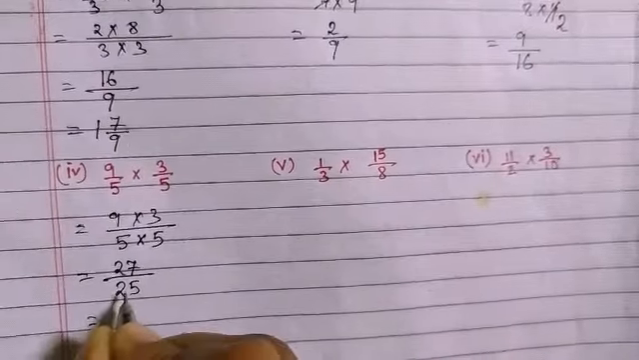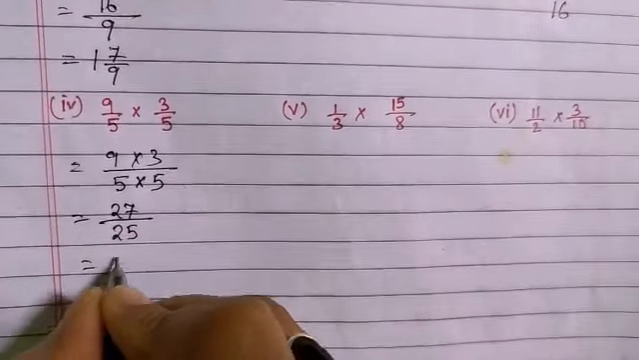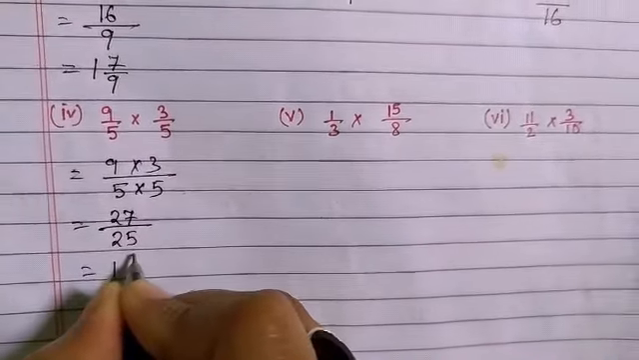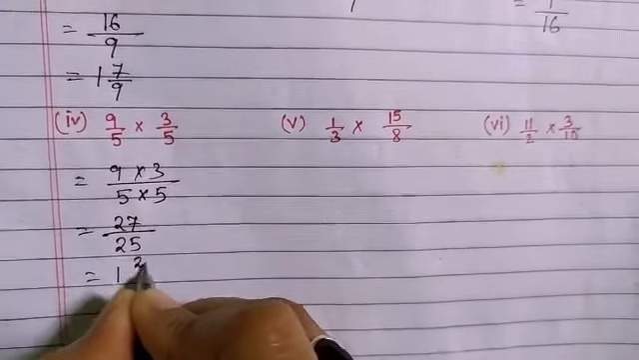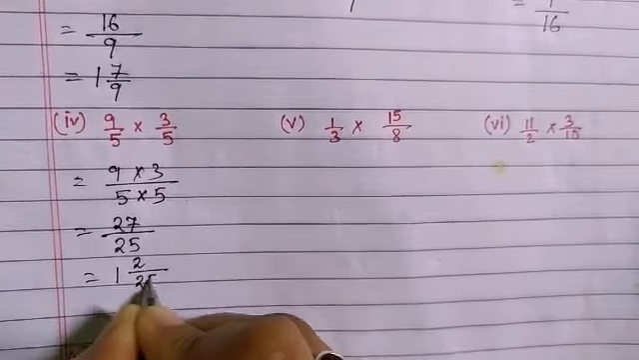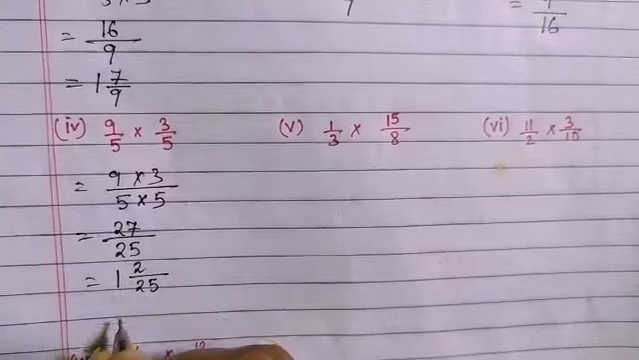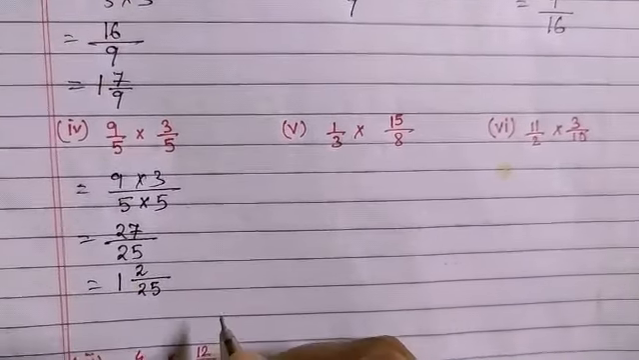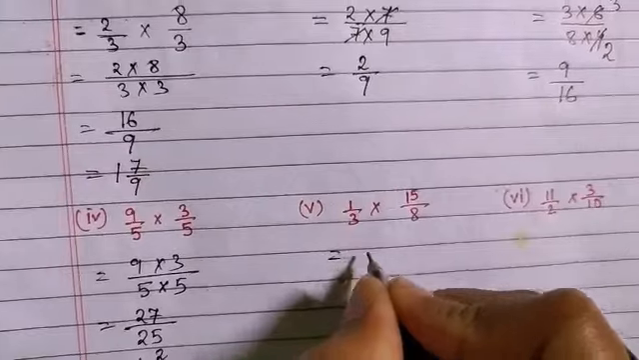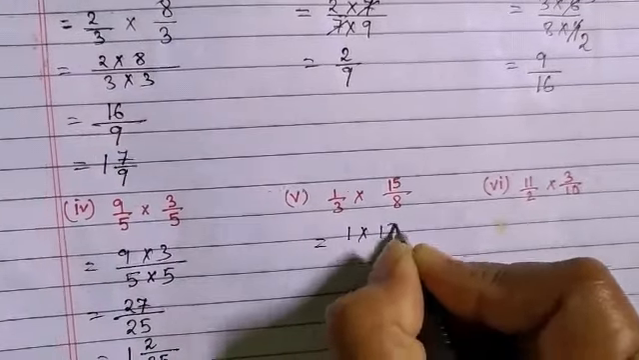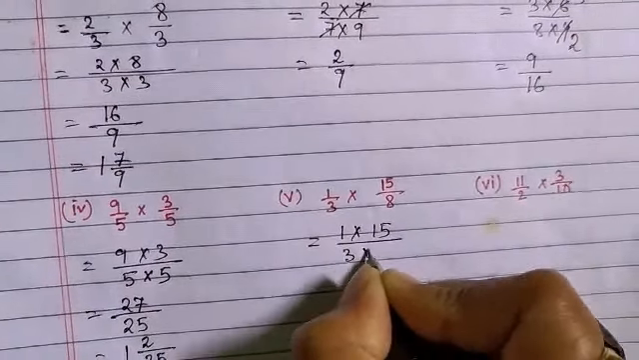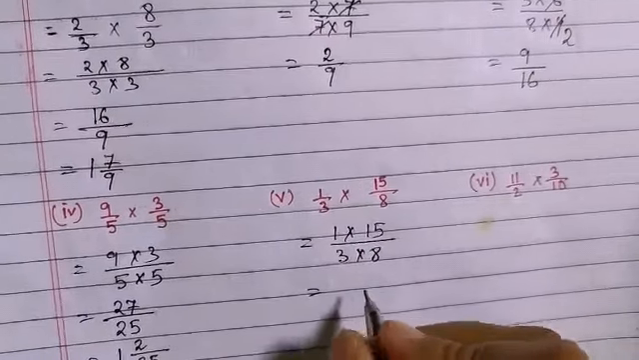Then it should be converted into a mixed fraction. 25 1s are 25. Then 27 minus 25, that means 2 by 25. This is the answer, 1 whole 2 by 25. Then number 5. 1 into 15 divided by 3 into 8.